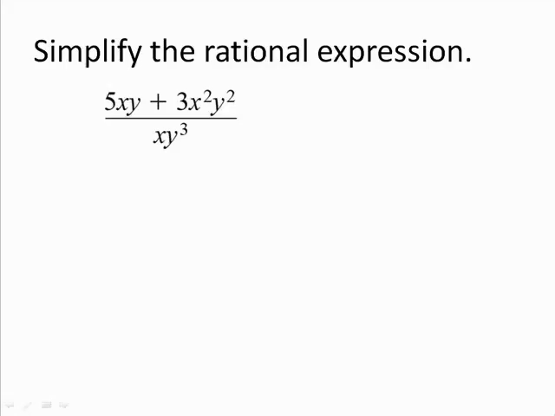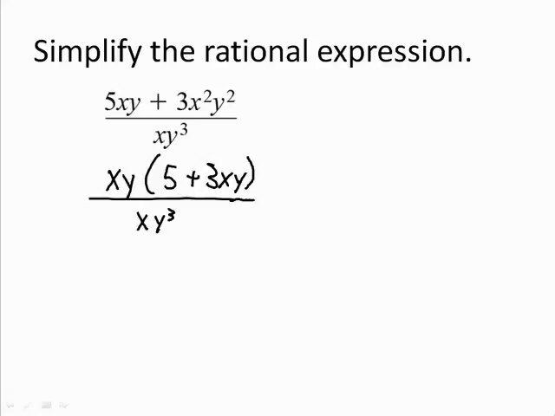Simplify the rational expression. 5xy plus 3x squared y squared divided by xy cubed. An x and a y can be factored out of the numerator. xy times the quantity 5 plus 3xy, all divided by xy cubed. There is an xy in the numerator and in the denominator, so they cancel out. You are left with 5 plus 3xy divided by y squared.